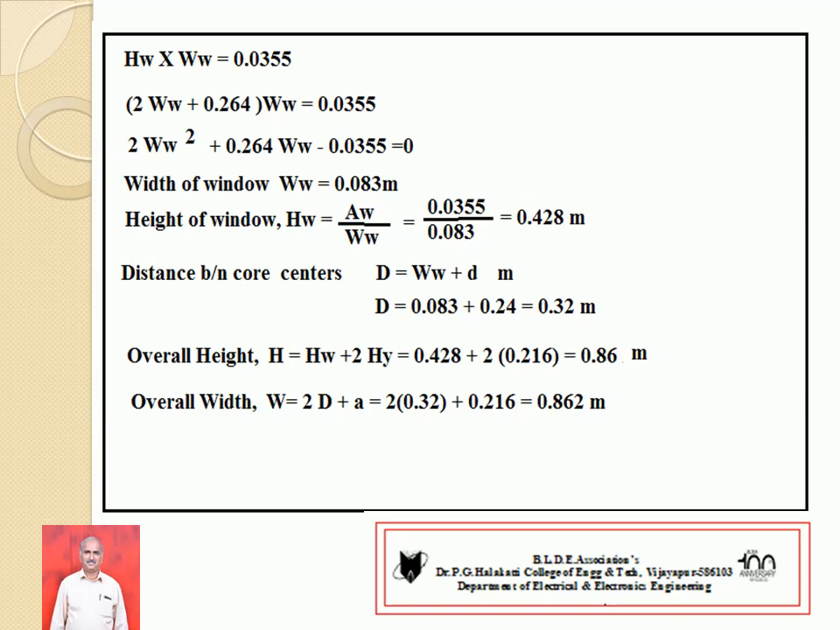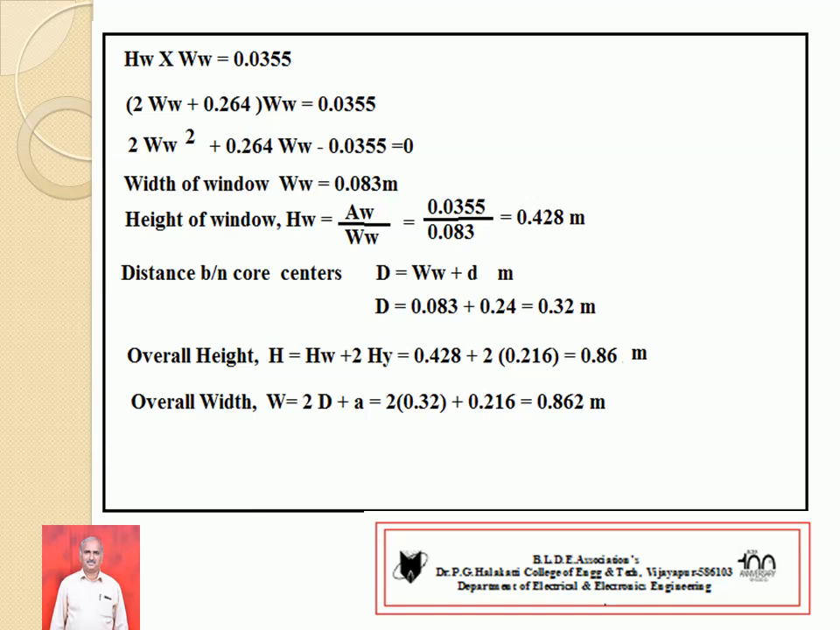Once you know the WW, then from the area of the window expression, you calculate the height of the window. AW equals HW into WW. Once you know HW and WW, you move to the distance between core centers. The distance between core centers, capital D, equals the width of the window, WW, plus D. Then it finally becomes 0.332 meters.